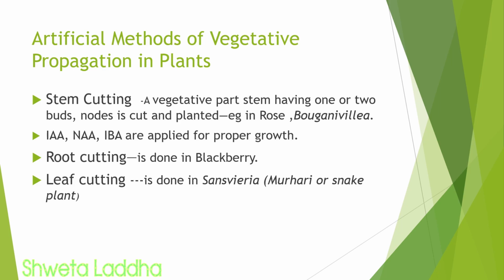Here a vegetative part, a proper stem having 1 or 2 nodes with buds, is cut. Nowadays it is treated with phytohormones like indole acetic acid, naphthalene acetic acid or indole butyric acid for proper growth, and then it is planted in the soil to give a proper healthy plant. Similarly, root cutting is carried out in plants of blackberry, and the leaf cutting method is done in the case of Sansevieria. In Marathi, we call it Murhari, or the vernacular name is snake plant.